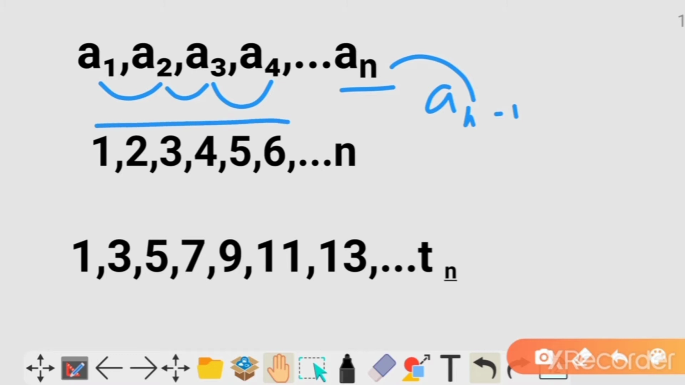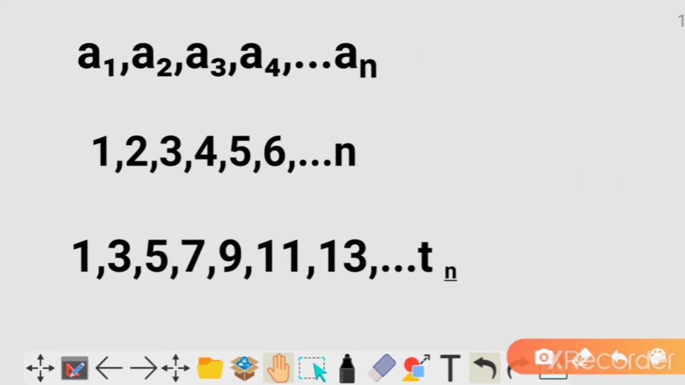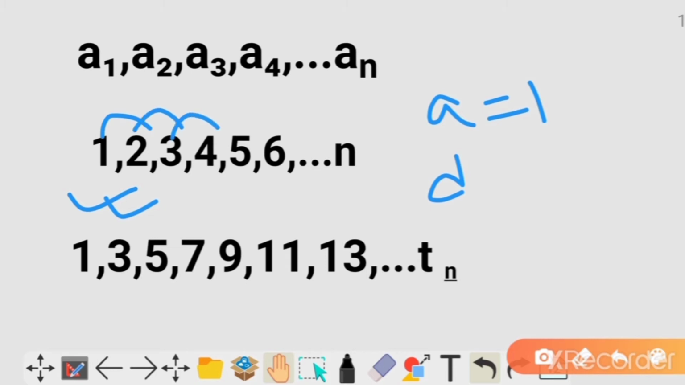So this difference will be the same, and the same difference is called the common difference. It is denoted by small d. Similarly, the first term of the series is always denoted by small a in the formulas. For the series which Carl solved, the first term is 1 and d is equal to 2 minus 1 is equal to 1, 3 minus 2 is equal to 1, 4 minus 3 is equal to 1. So here d is equal to 1.